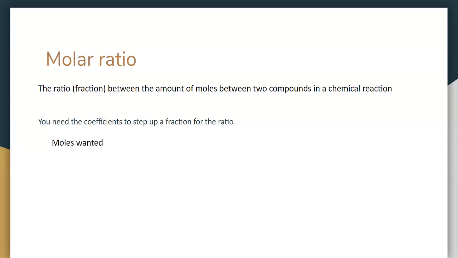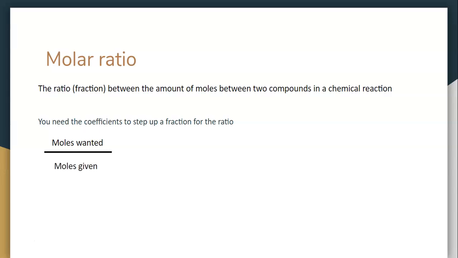So we're going to put the moles we want. We're going to look at our question and ask, what is the question asking us to find? What compound or what element is it asking us to find? We're going to use that coefficient for the top. Then we're going to have it as a fraction, and we're going to look at the moles given.